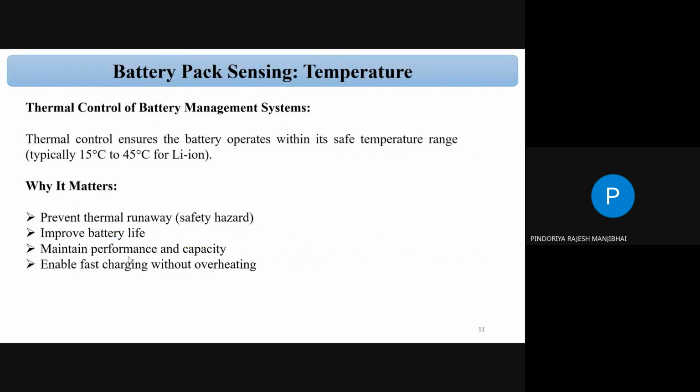Battery pack sensing: temperature. So thermal control of the battery management system. Thermal control ensures the battery operates within its safe temperature range, typically 15 to 45 degrees for lithium ion. So this range is for lithium ion only. Why does it matter? Prevent thermal runaway, which is a safety hazard. Improve the battery life, that is the most important, and maintain the performance and capacity. Enable fast charging without overheating. So that's why we have to measure the temperature and continuously monitor it. Okay.